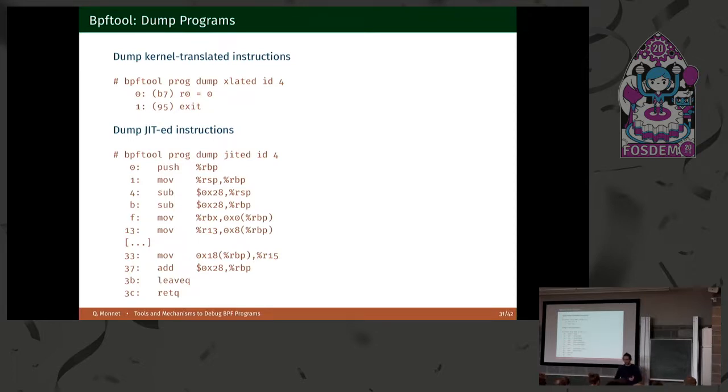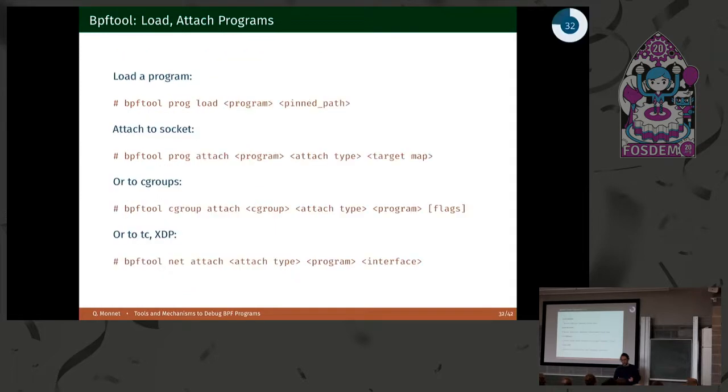So I can have just these instructions as they are in the program, but I can also dump the JITed instructions. In the second case, it was JIT compiled into a native binary for x86, and I can get all those instructions. So that's interesting to see what's happening with the JIT compiler.